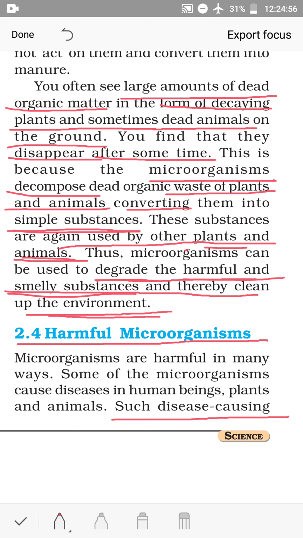So far we have discussed microorganisms which are friendly and very helpful. Some microorganisms are also very harmful. So next we are going to discuss harmful microorganisms, right? Microorganisms are harmful in many ways. Some of them cause diseases in human beings, plants and animals. Such disease causing microorganisms are called pathogens.